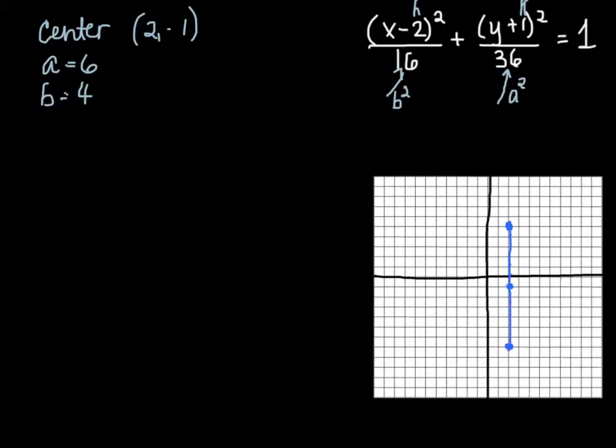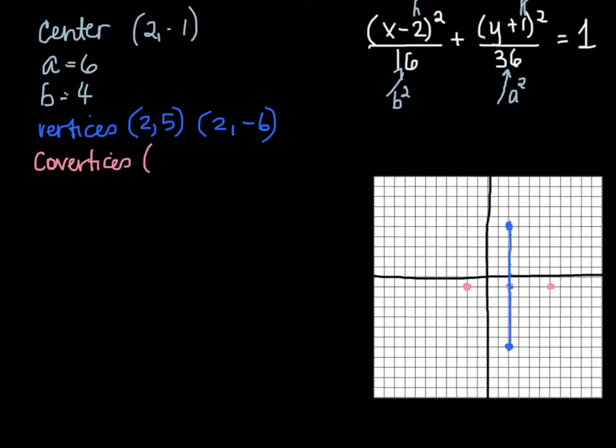The coordinates of those would be called my vertices, because they're along the longer axis, which is called the major axis. So that would be the ordered pairs (2, 5) and (2, -6). Now my co-vertices: my b is underneath my x, so I'm going to move parallel to my x from my center, and I'm going to move the square root of 16, which is 4 either way. That would give me my co-vertices, and those would be (6, -1) and (-2, -1).